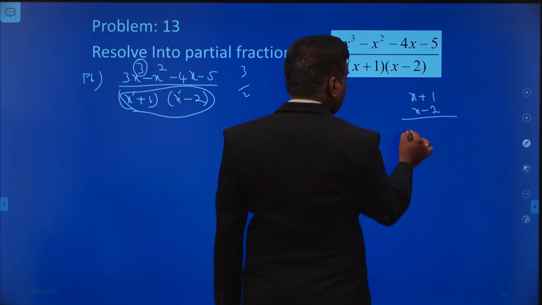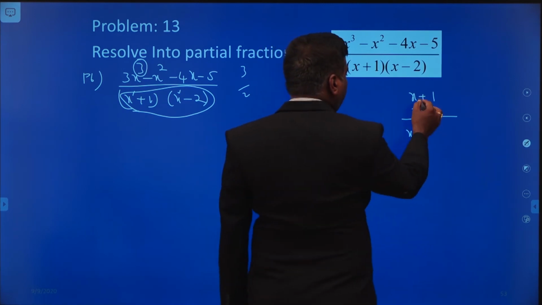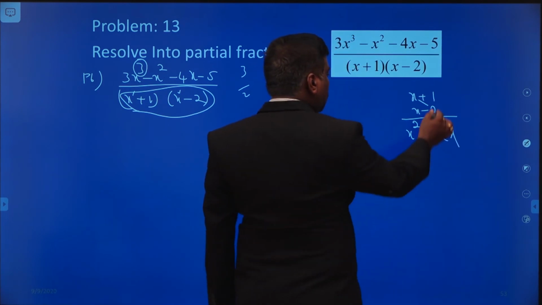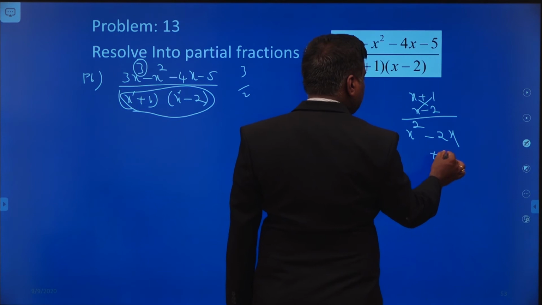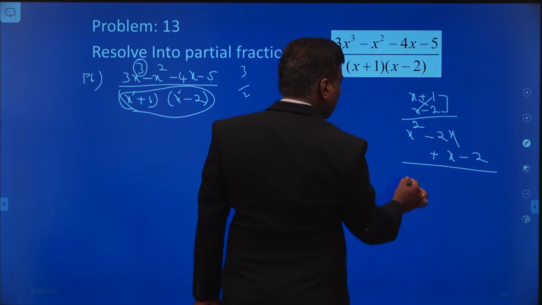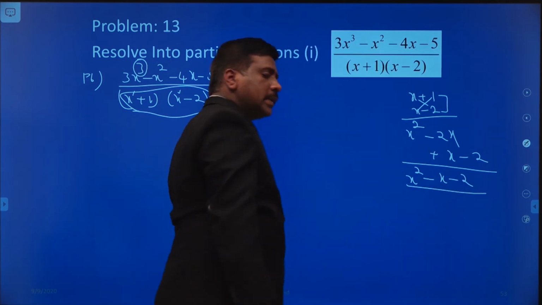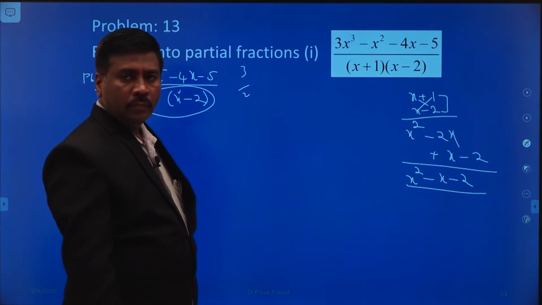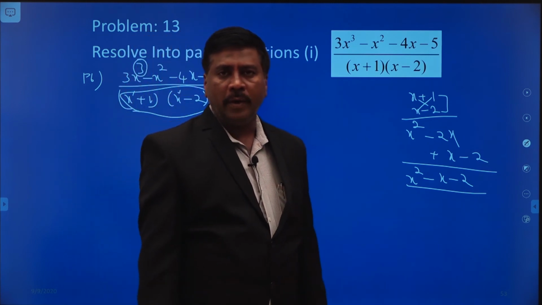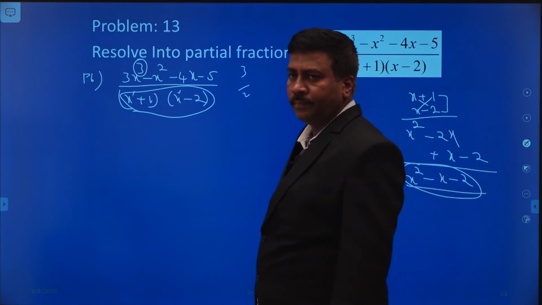First of all, I have to multiply these two. So x into x, that is x square. Now multiply x with minus 2, that means minus 2x. Now the constant with x, that is plus x. Now I have to multiply the constants only, that is minus 2. Then x square minus x minus 2. After multiplying those two algebraic functions in the denominator, we get this algebraic function.